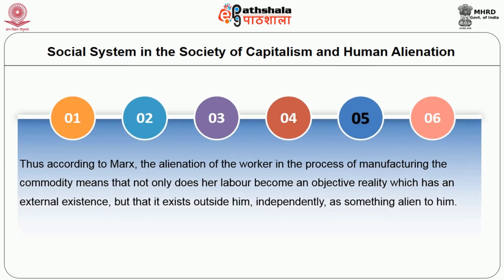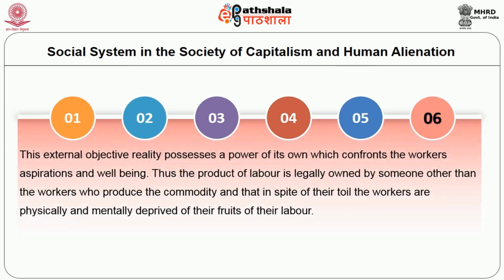Thus, according to Marx, the alienation of the worker in the process of manufacturing the commodity means that not only does her labor become an objective reality which has an external existence, but that it exists outside her or him, independently, as something alien to her. This external objective reality possesses a power of its own which confronts the worker's aspirations and well-being. Thus, the product of labor is legally owned by someone other than the workers who produce the commodity, and in spite of their toil, the workers are physically and mentally deprived of the fruits of labor.